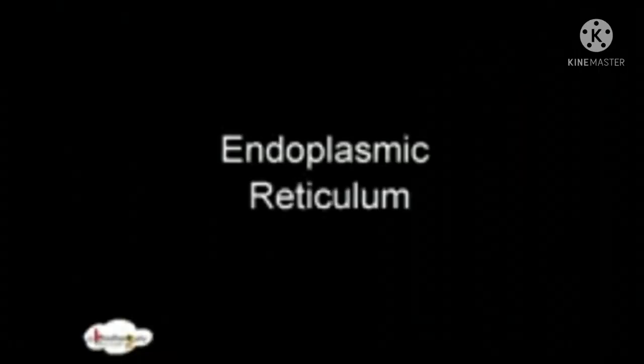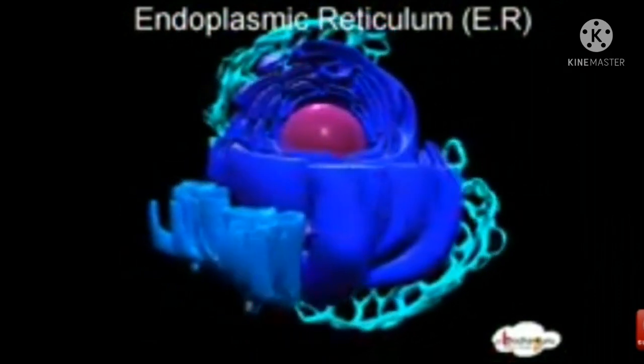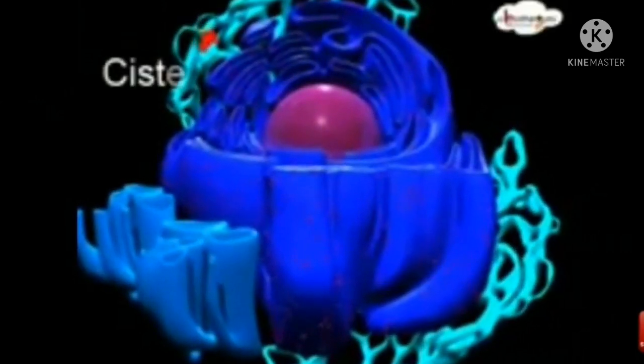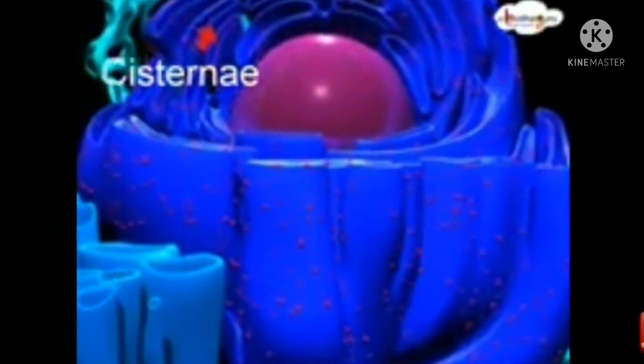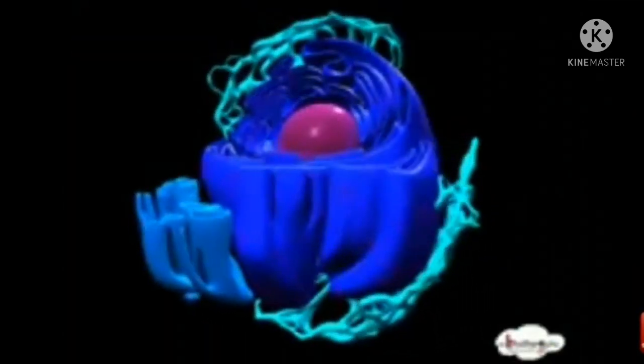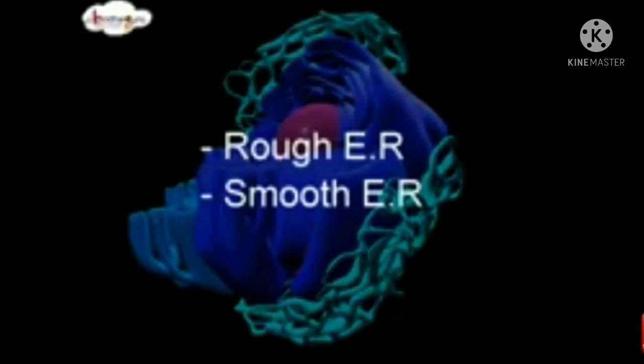My dear children, please follow this recap about the endoplasmic reticulum. The endoplasmic reticulum, in short ER, is a membrane-bound organelle found in eukaryotic cells. It forms an interconnected network of flattened, membrane-enclosed sacs and tube-like structures known as cisternae. There are two types of endoplasmic reticulum. They are rough ER and smooth ER.